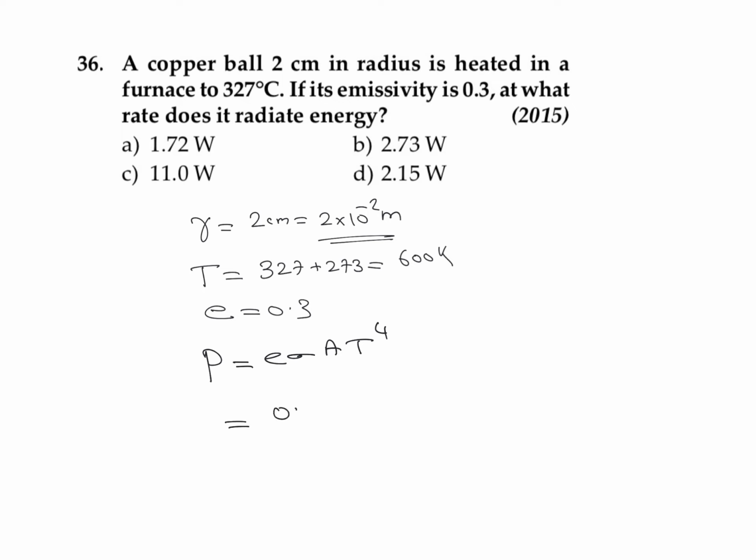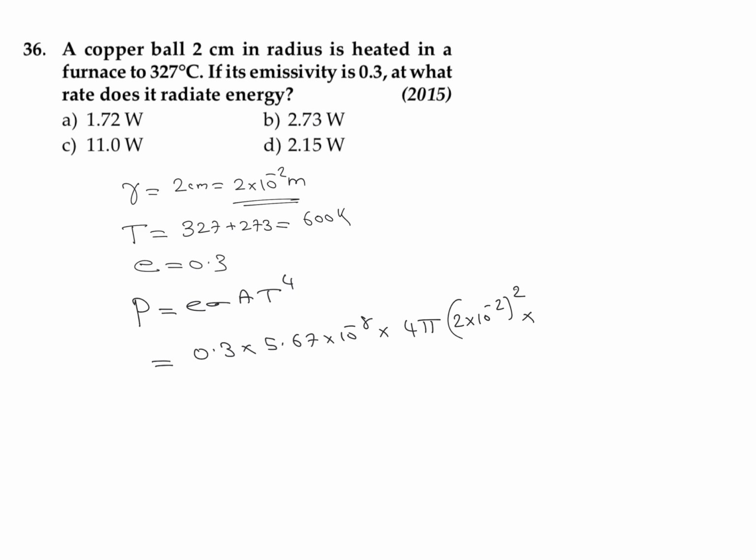The value of E is given as 0.3. The value of sigma, we know, is 5.67 into 10 raised to minus 8. And the area of a sphere we can take as 4 pi r square, which is 2 into 10 raised to minus 2, whole squared. The temperature of the object is 600 Kelvin, so 600 raised to 4.